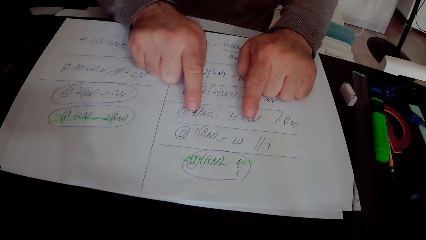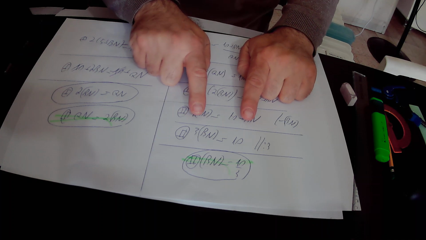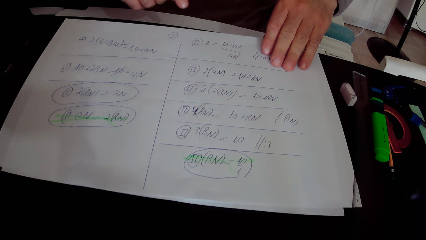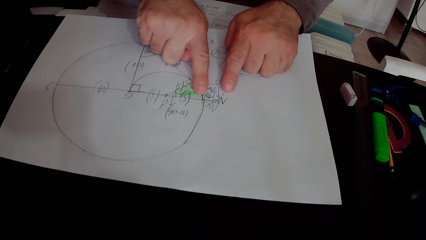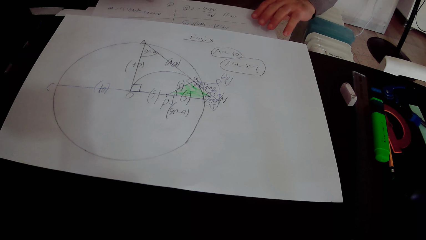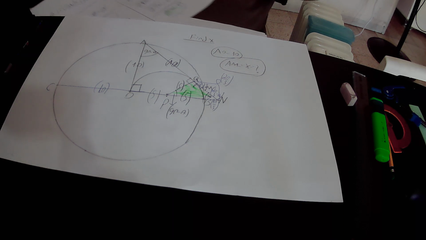We divided this equation by 3, and finally found that Bn equals 10 over 3 units in length. This line segment Bn equals 10 over 3 units in length. This is according to equation number 2.